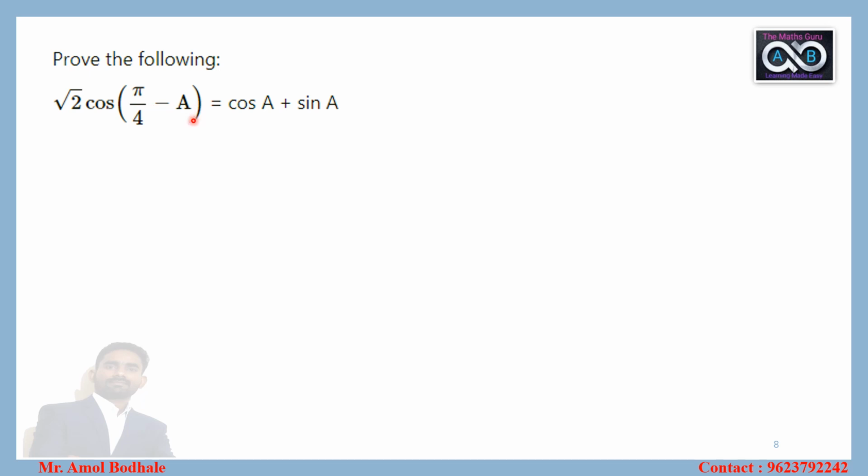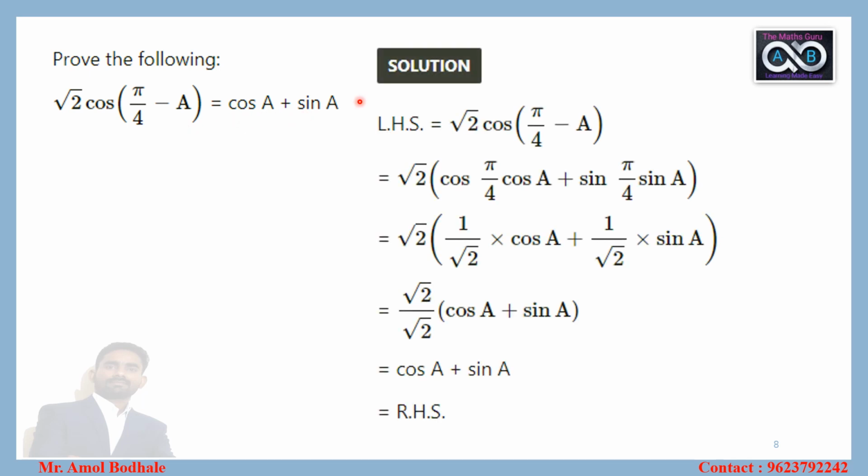So now let's consider the LHS to prove that it is the same as the RHS. The LHS is root 2 into cos of pi by 4 minus a. We'll keep root 2 as it is. Now what is the expansion for cos of x minus y? We know the expansion for cos: cos cos, sin sin, and for minus we take plus. So cos of pi by 4 minus a is cos pi by 4 into cos a plus sin pi by 4 into sin a. Now we know the values of cos of pi by 4 and sin of pi by 4. Let's put the values.